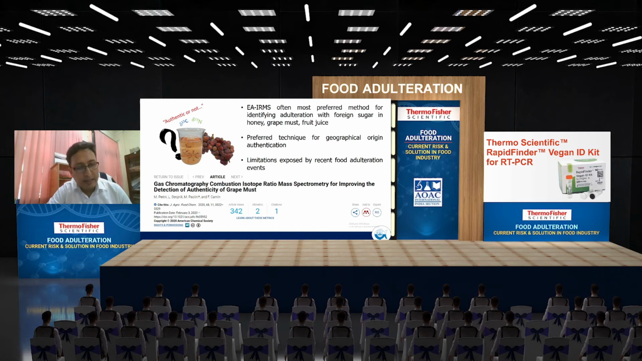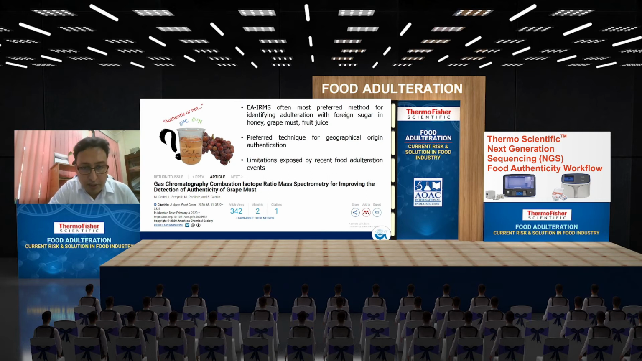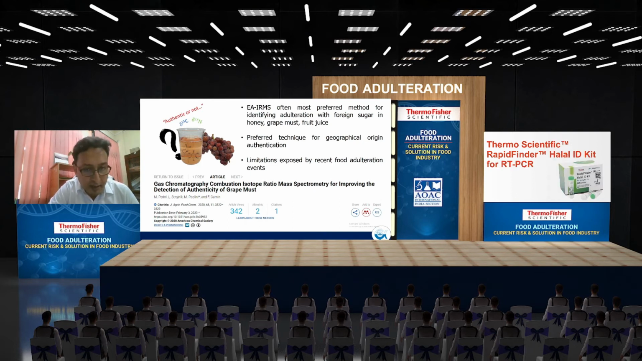So another interesting technique is the elemental analyzer and isotopic ratio mass spectrometer. It has often been a preferred method for identifying adulteration with foreign sugar in honey, grape must, and fruit juices. This is also the preferred technique to detect the geographical origin of different commodities. Right.